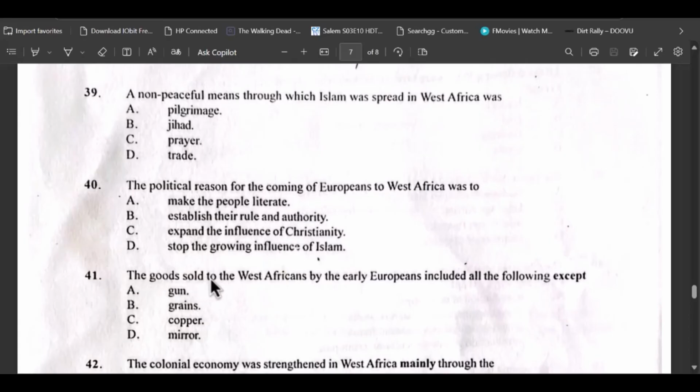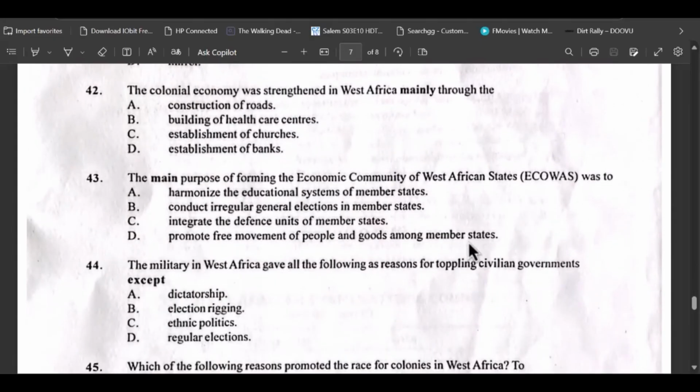41, the goods sold to the West Africans by the early Europeans included all the following except. 42, the colonial economy was strengthened in West Africa mainly through the. 43, the main purpose of forming the Economic Community of West African States, ECOWAS, was to. 44, the military in West Africa gave all the following as reasons for toppling civilian governments, except.